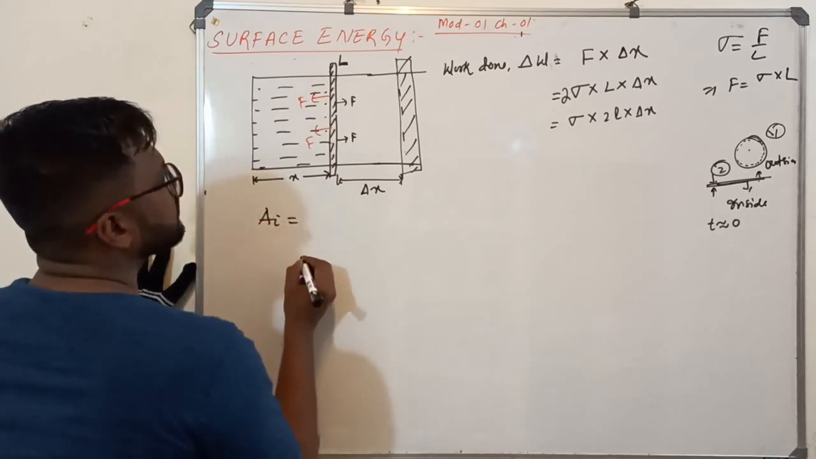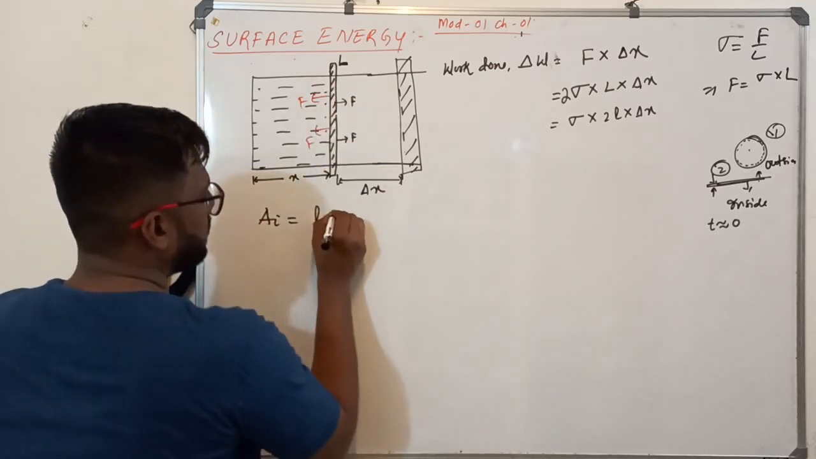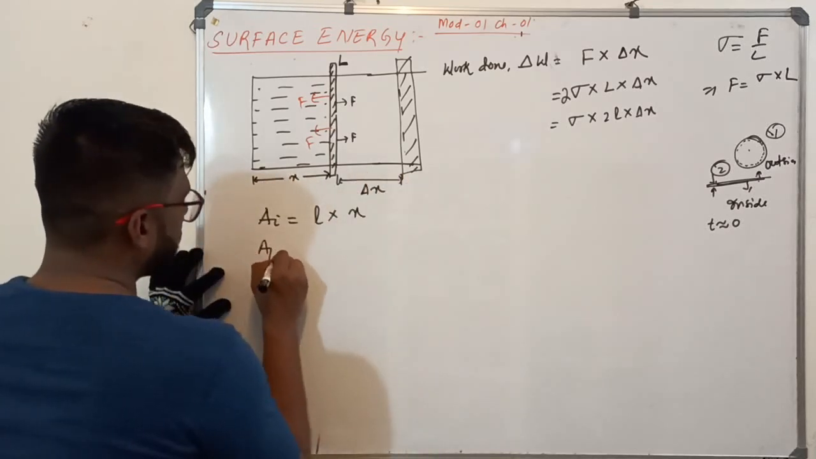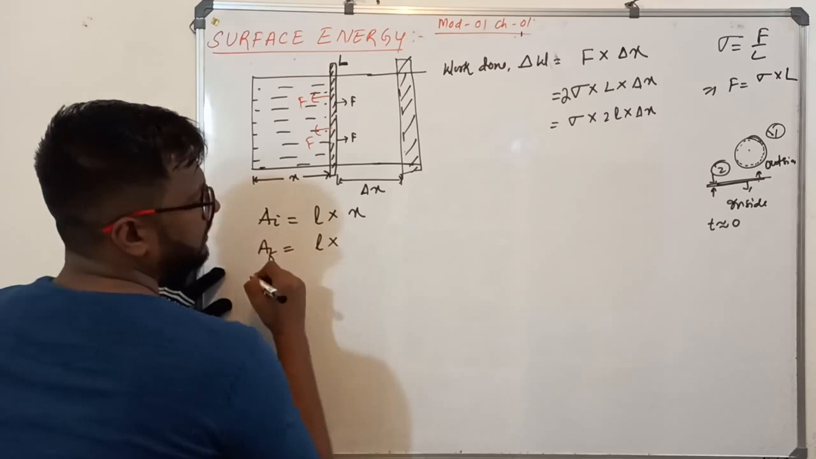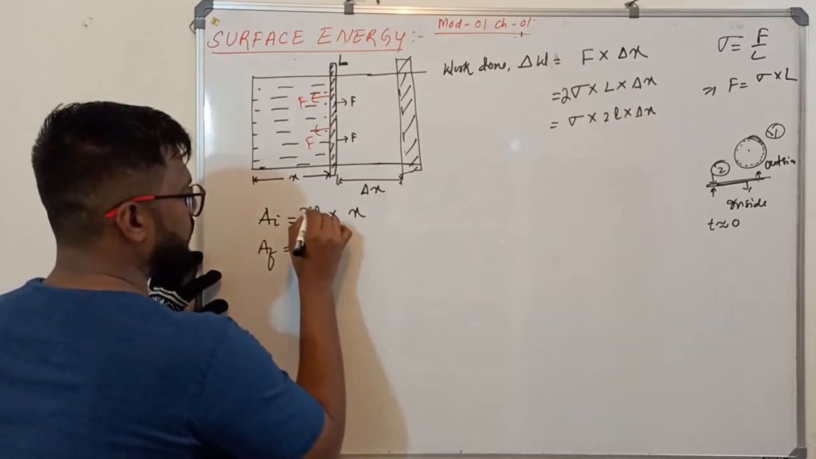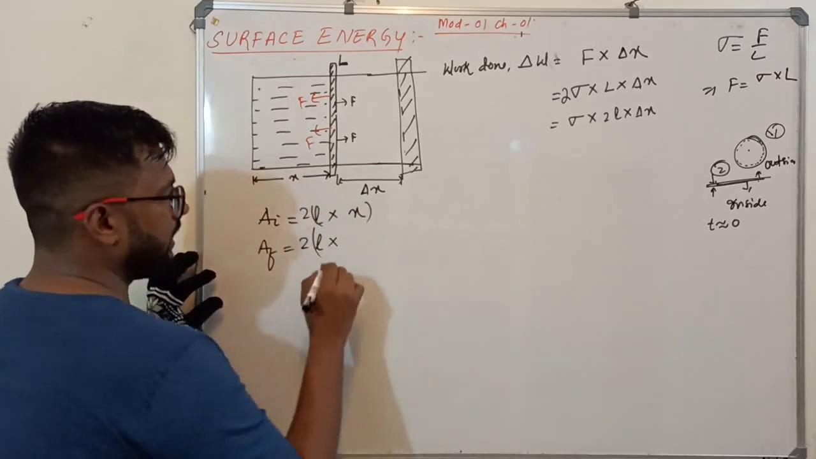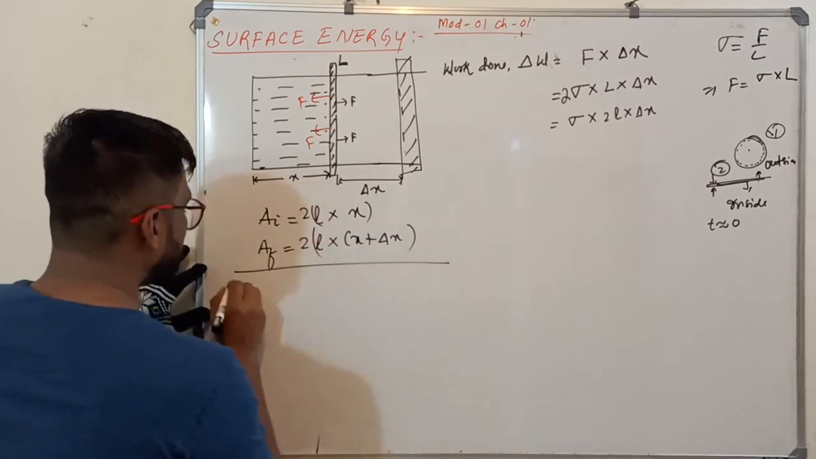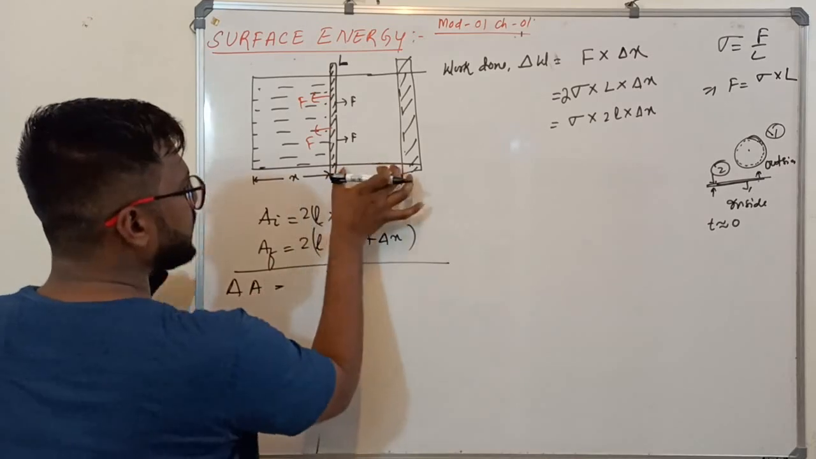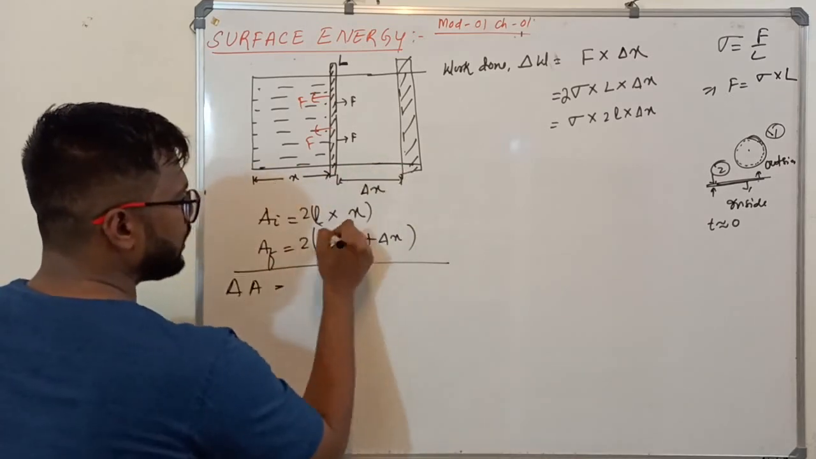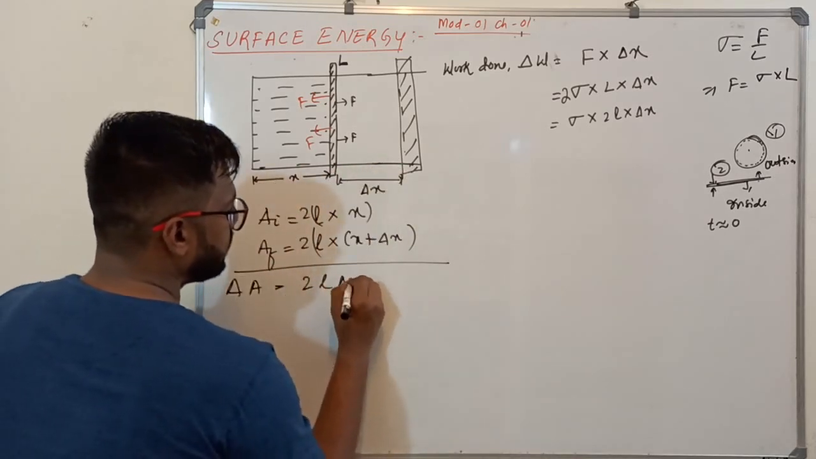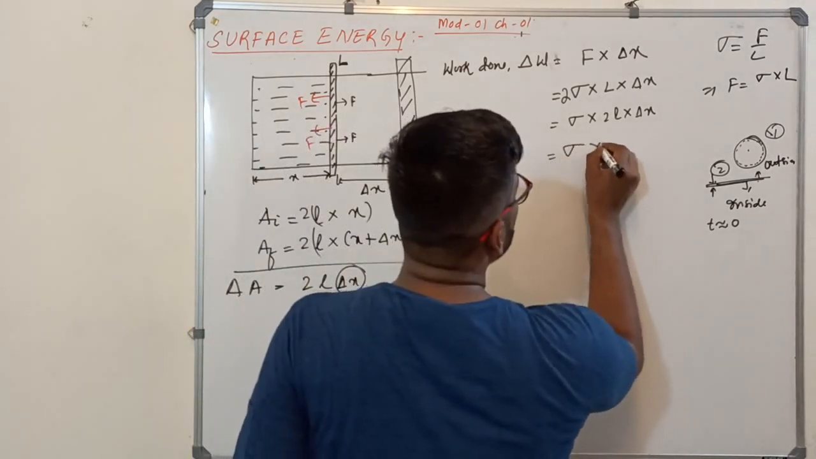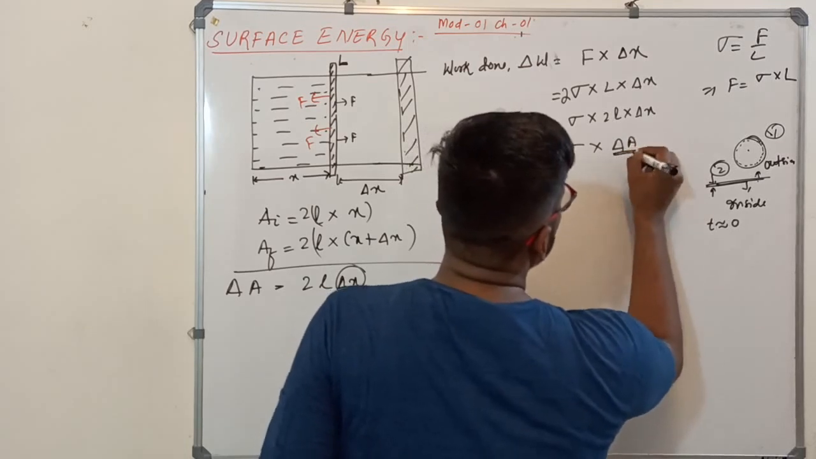Now, what was the initial area of this? Length L into x. What is now the final area? Sir, 2 into L into x plus delta x. Now, what is your delta A? Final area minus initial area. How much is it? 2Lx cancels, so 2L into delta x. That is the change in area. So, can I write sigma into delta A?